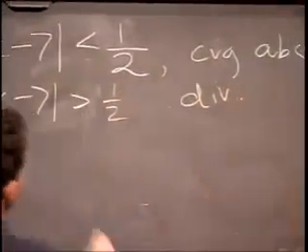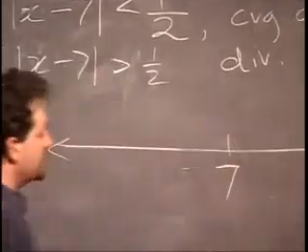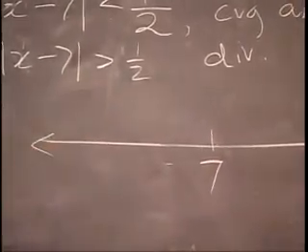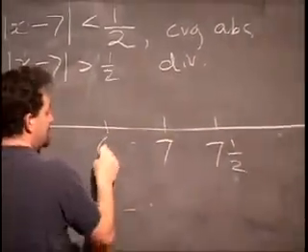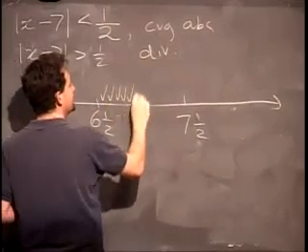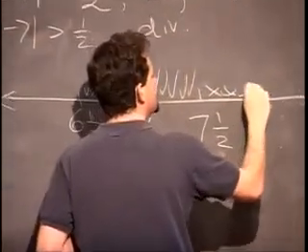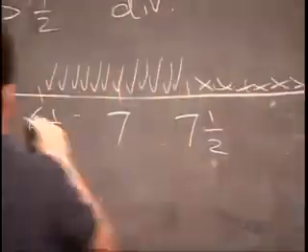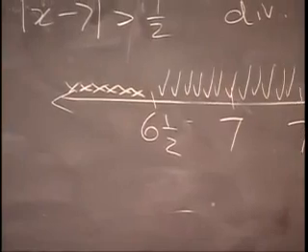Let's draw a picture of it. Here's 7, the center of our series. A half takes us to 7.5, and 6.5 on the other side. And what we know is that between 6.5 and 7.5, it converges absolutely. And outside that interval, beyond 7.5 or below 6.5, it diverges.